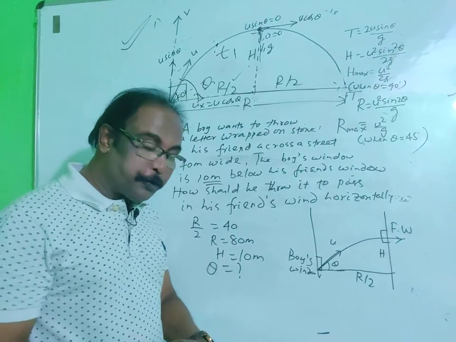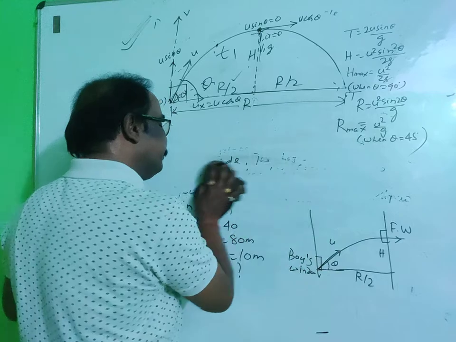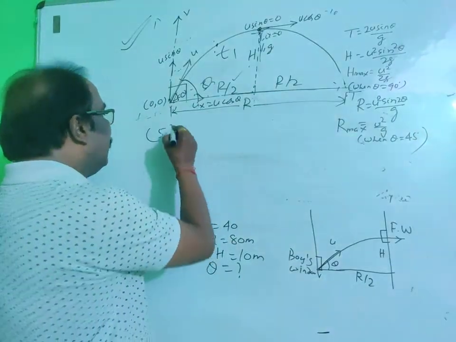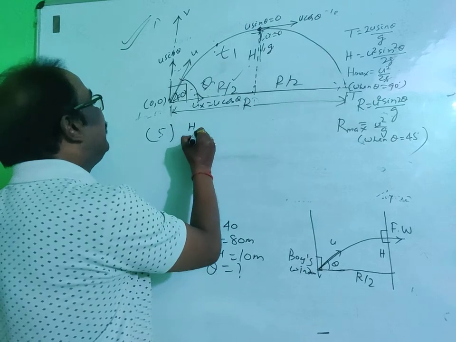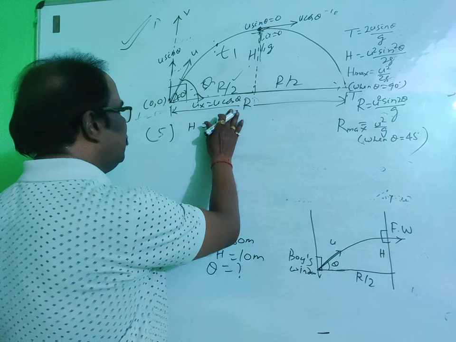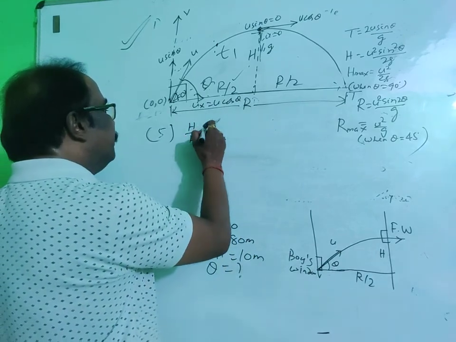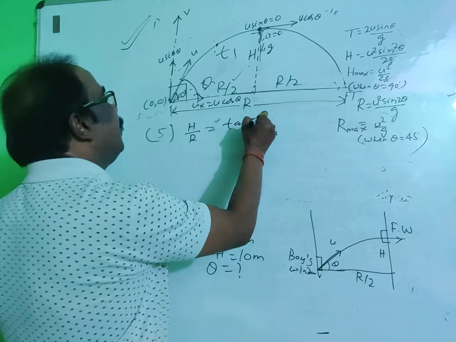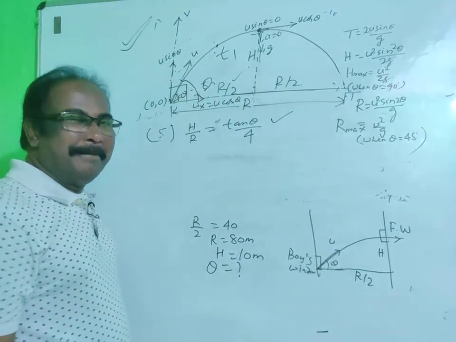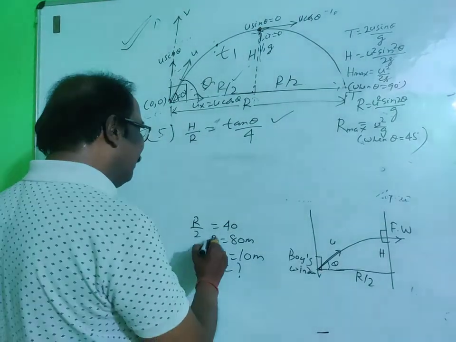Okay, I am erasing the question. You will get a trick point. I have written the data here. How should you throw with an angle theta? We have already discussed H by R is equal to tan theta by 4. Just use this. This is the trick to get the answer easily. H by R is equal to tan theta by 4.